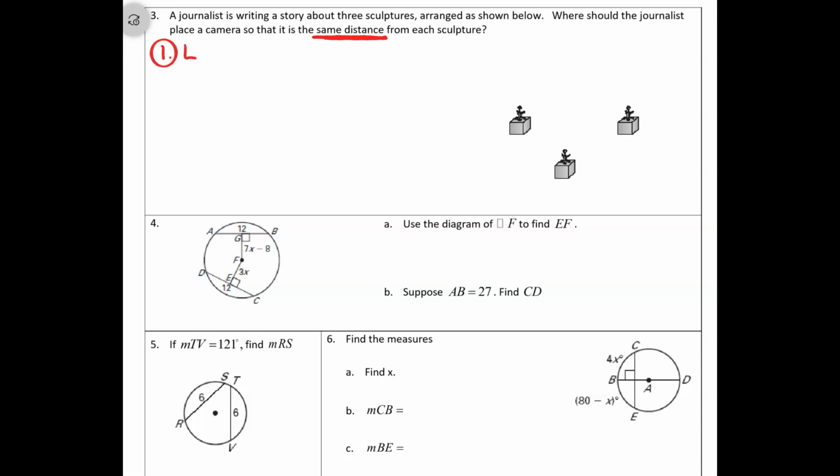The first thing I'm going to do is label the sculptures with an A, B, and C, so we have names for them. So I'm going to call this one A, this one B, and this one C. Now, if I connect A to B and I connect B to C, I can see that I now can form a triangle. So using our previous knowledge of perpendicular bisectors, we are going to draw the perpendicular bisectors of those 2 segments.